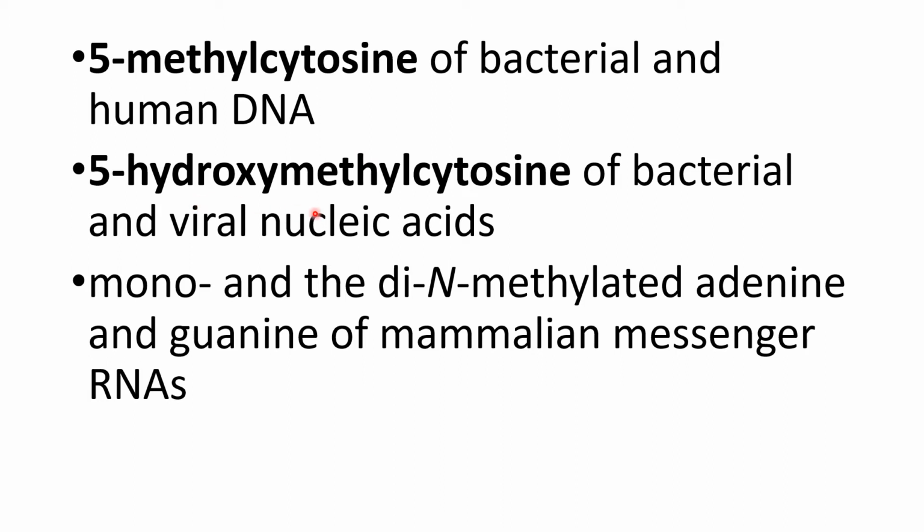Another modified nucleotide in the polymer is the 5-hydroxymethyl cytosine. This modification occurs in bacterium as well as in viral nucleic acids. Similarly, the mono- and di-N-methylated adenine and guanine are also present in mammalian messenger RNA, for the stability of the messenger RNA and also for its proper functioning. Methylation is also present in tRNA, just like in messenger RNA.